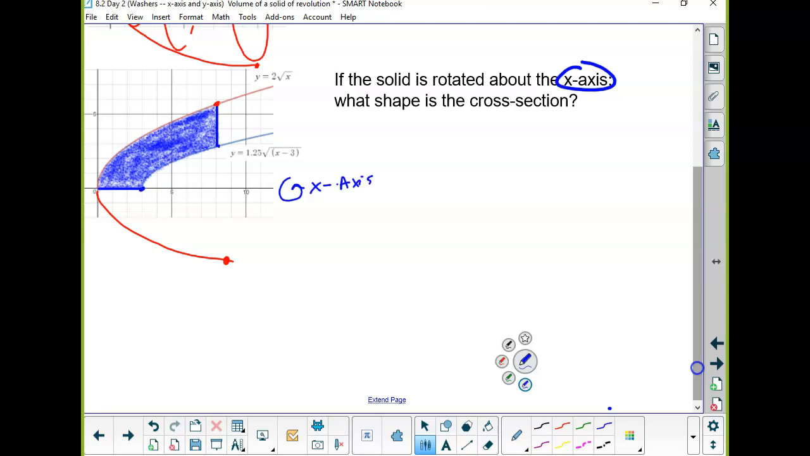This point will stay. This point looks to be just about 3. So I'd rotate that down. And that, you could shade that if you want. But now when I rotate, this point right here is going to create a circle. But then the blue point is going to create a circle again. And you see your cross section.